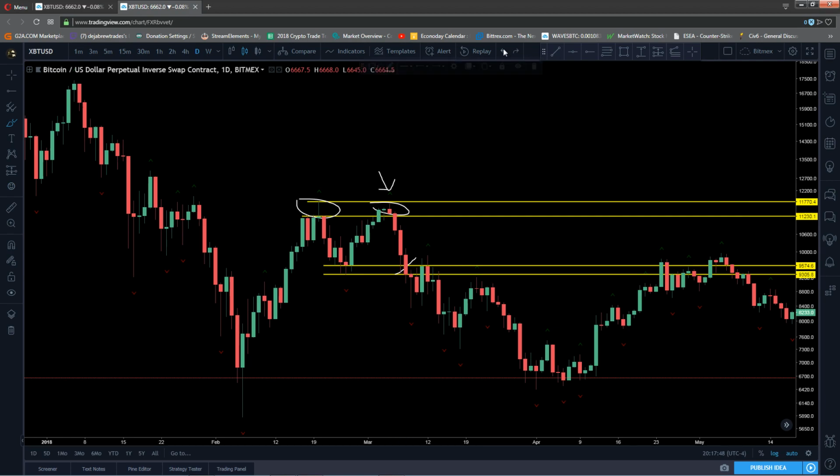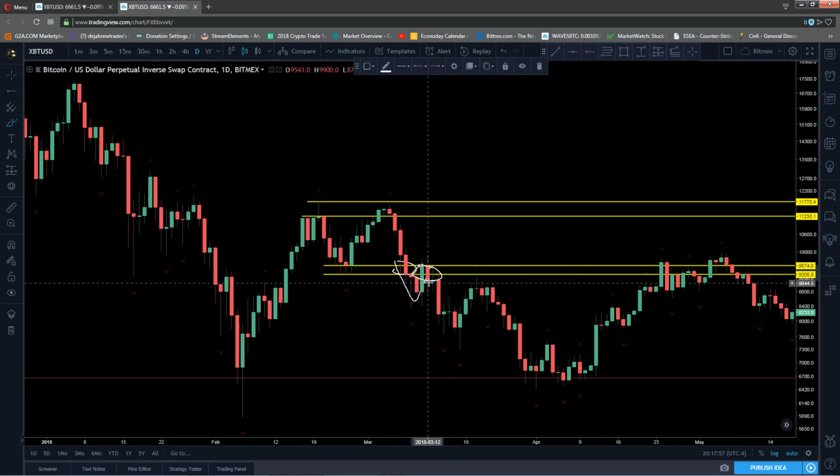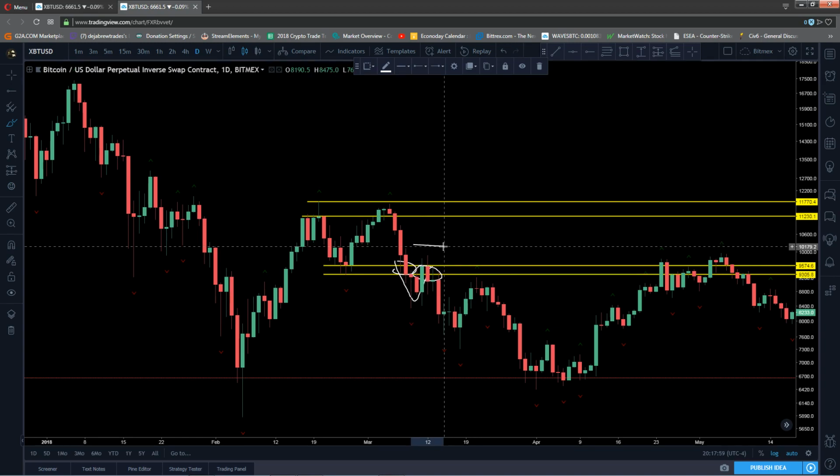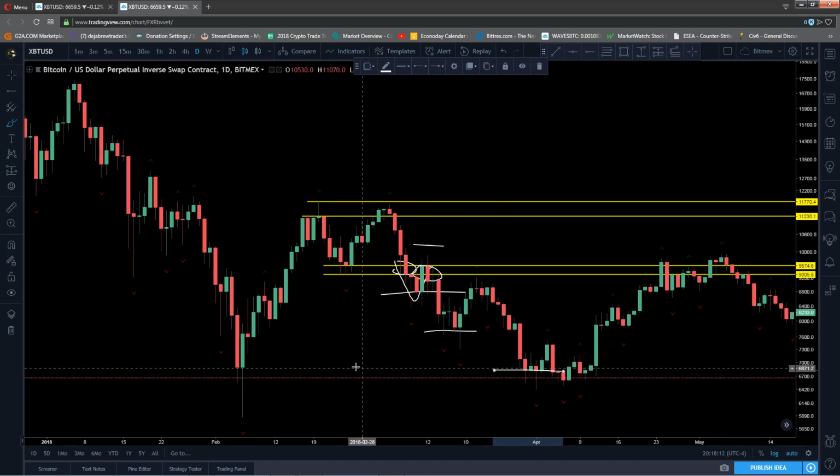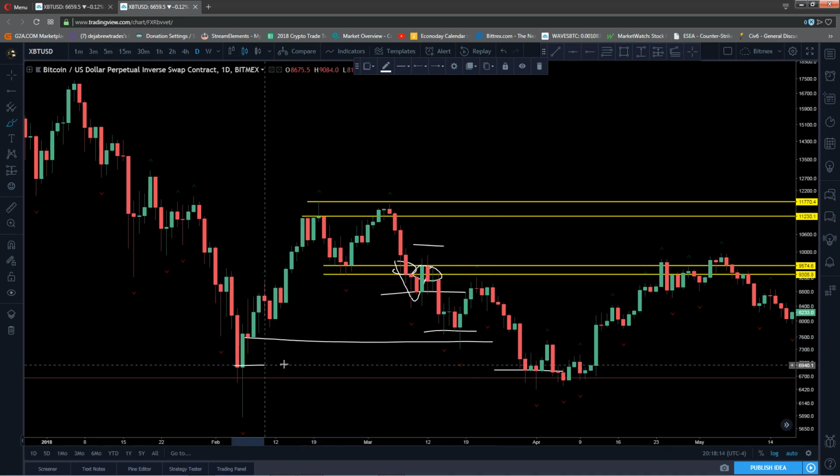to continue. Here we see a break here, and then the first test, you could have taken a short on this first test when it turned red, stop loss above the level, target a break of the swing low that created the test, or you can target the swing low itself. So you could target that, or you can target a break, and you could target previous fractals.